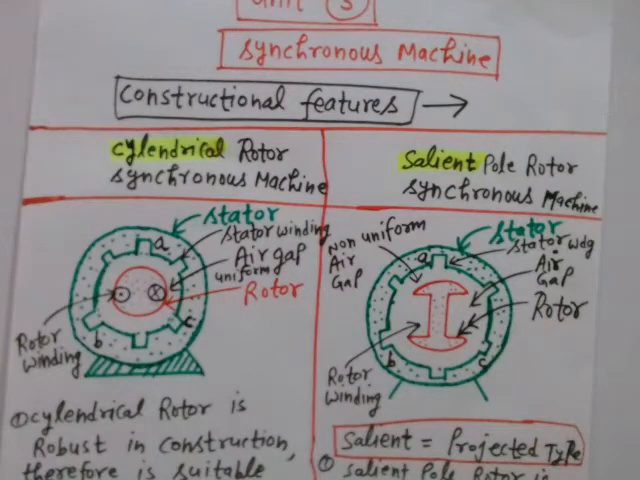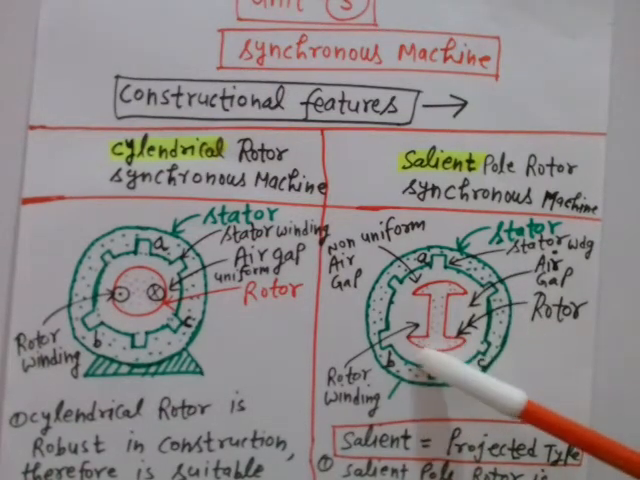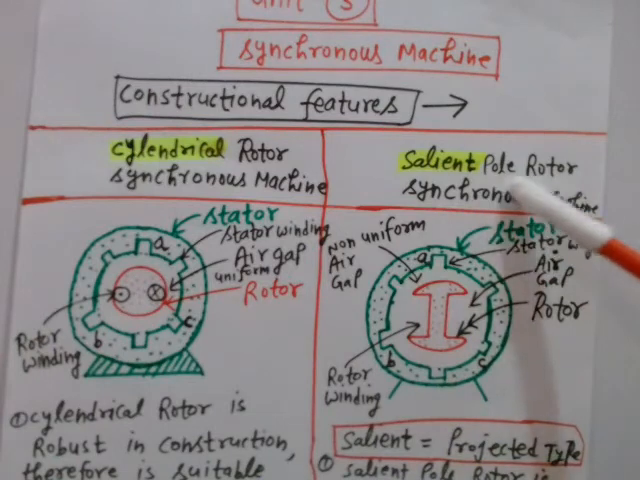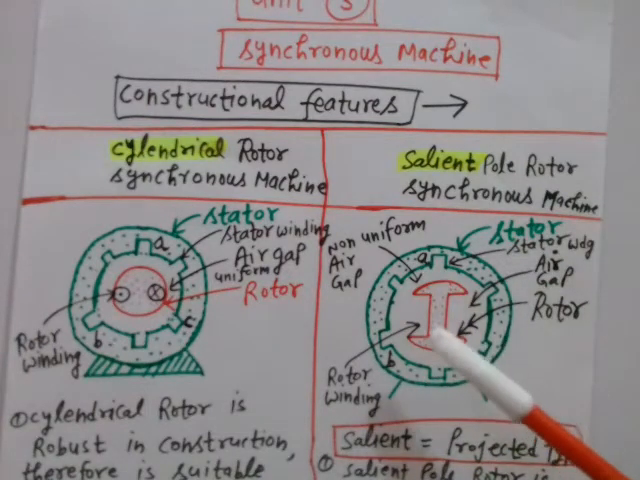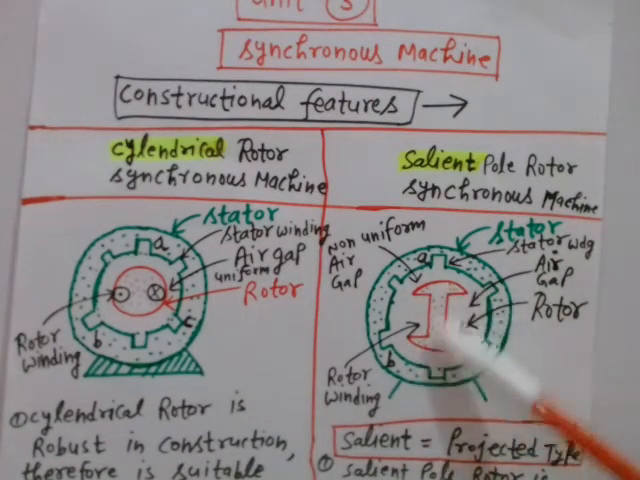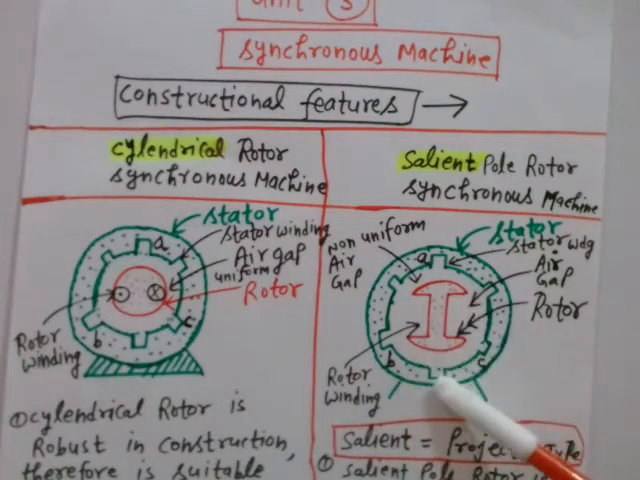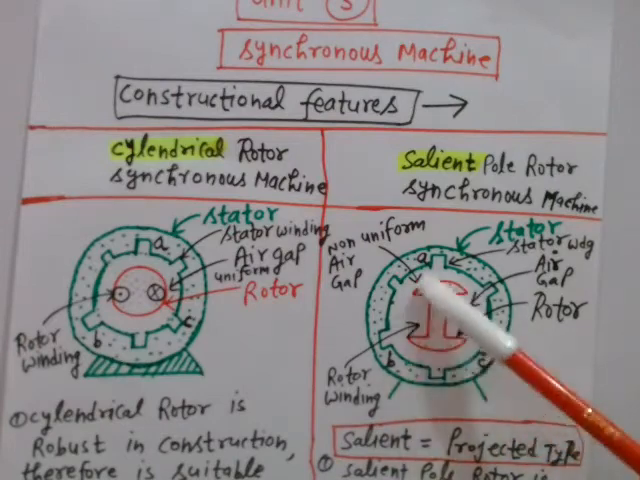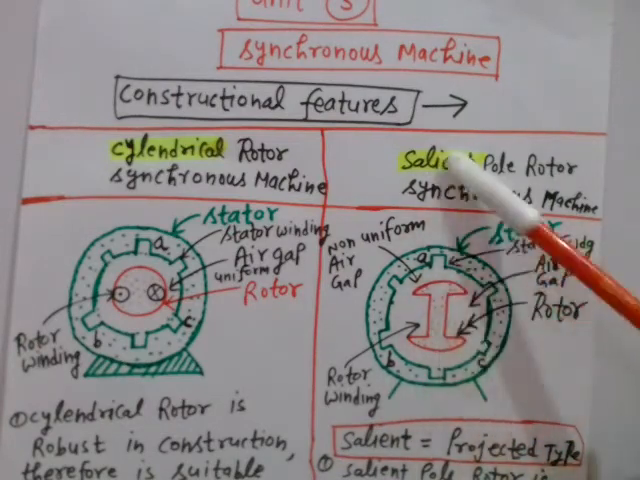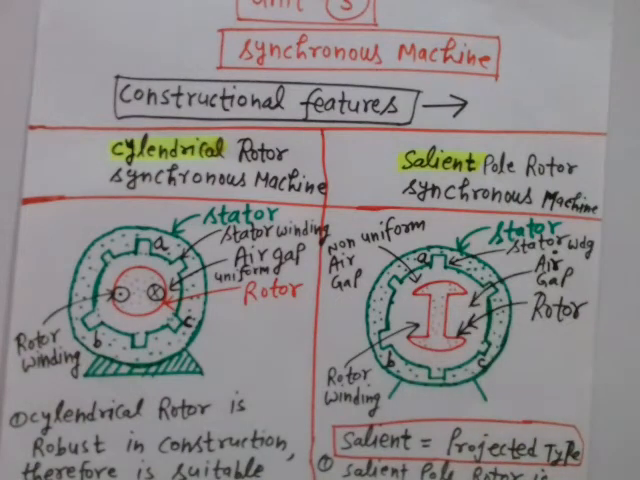That means something raised, something that sticks out. So what you are seeing here is the projected part. This kind of rotor structure is called a salient pole rotor, or in loose terms you can call this rotor structure a dumbbell shaped rotor. Have you seen a dumbbell? The salient pole rotor structure matches with that. So this dumbbell shaped rotor is basically the salient pole rotor.